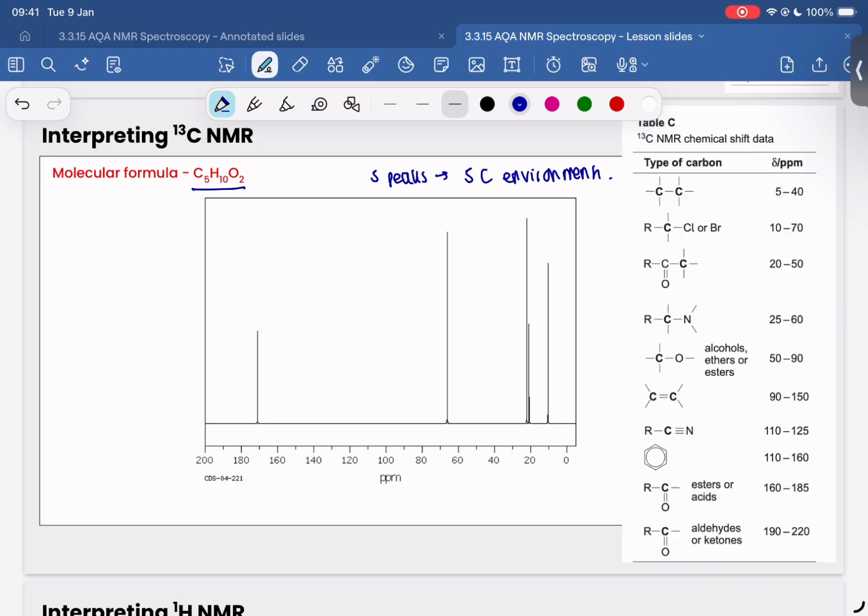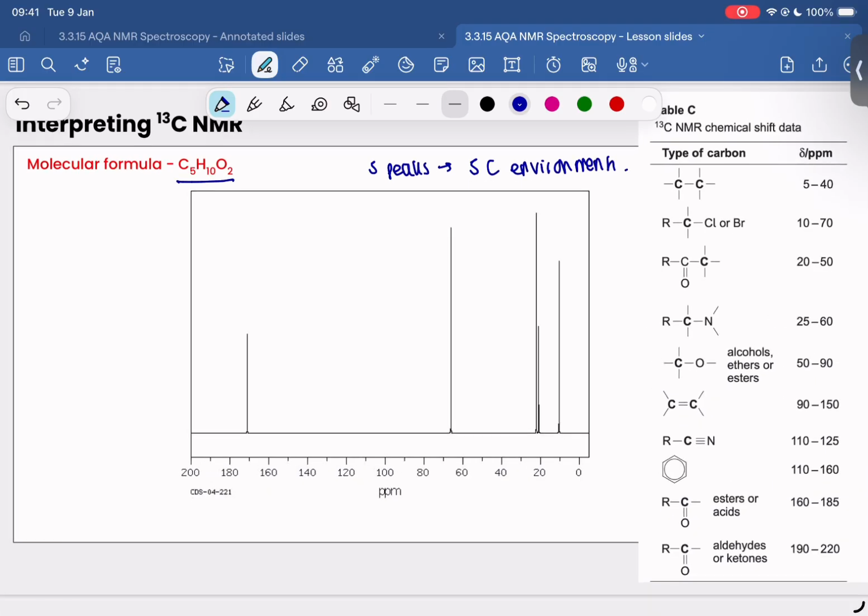So, looking back to the spectrum, you can see, as I mentioned, there's 5 peaks, there's 5 different carbon environments, and we've got this molecular formula of C5H10O2. Now, I'm going to start just quickly jotting down what I would do in an exam myself, which is basically looking at the different chemical shifts and the table and seeing what I can deduce from the structure.